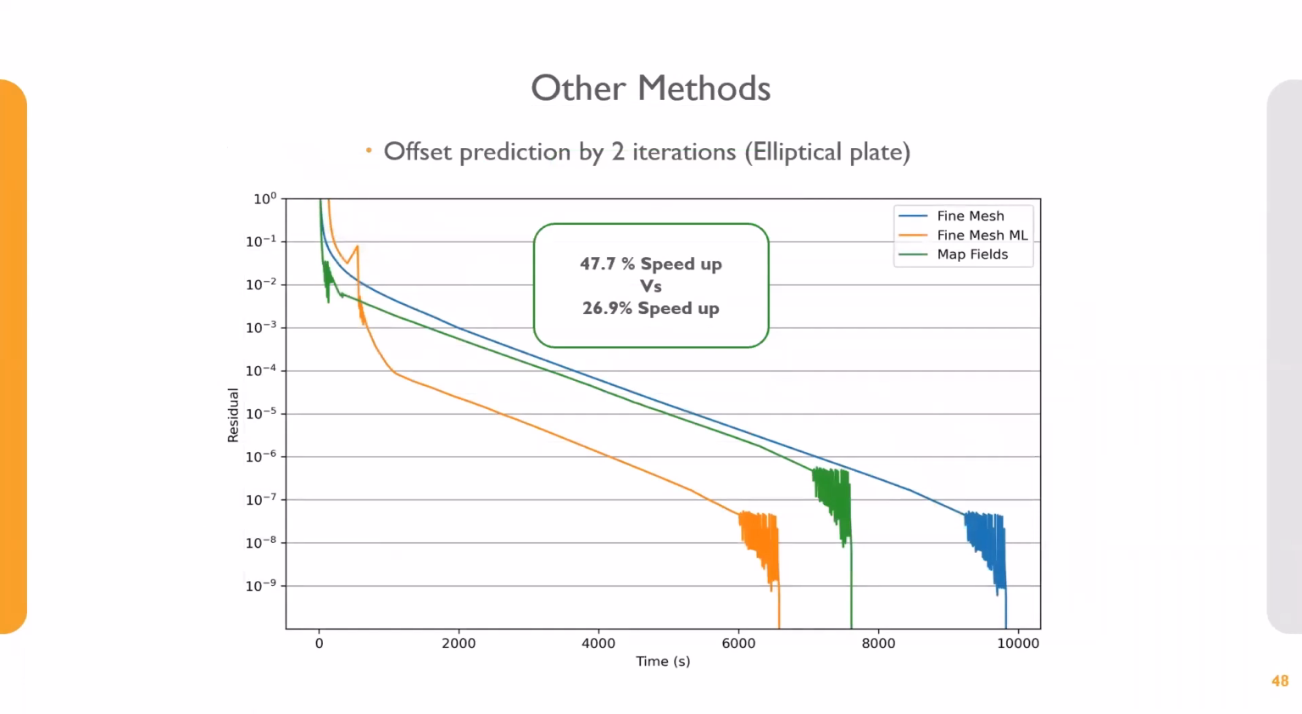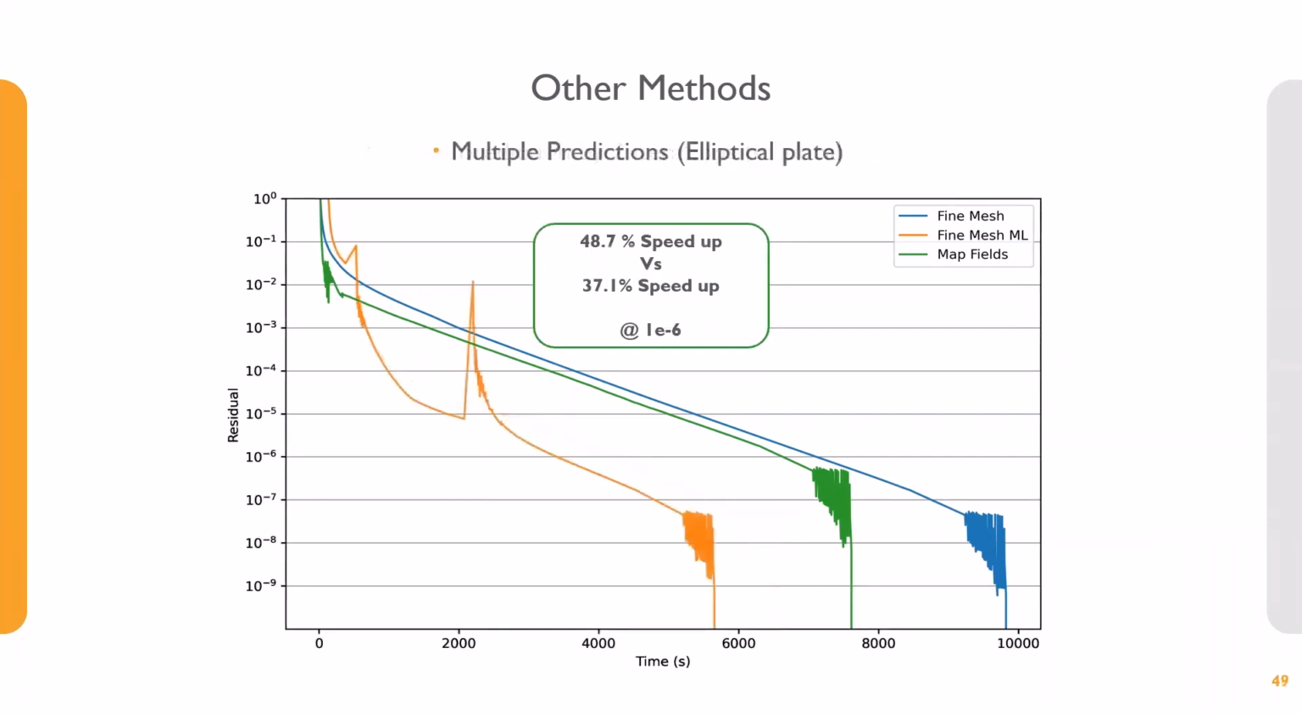So yeah, then I'll just brush over some other methods I kind of played around with. One was to offset the first two iterations, so not use the first two iterations. This showed better speed up, so 50% to 27% for just the elliptical plate. And then I also made multiple predictions. So I used two separate machine learning models, one to make a prediction here and one here. And it increased the speed up by about 10%-ish.